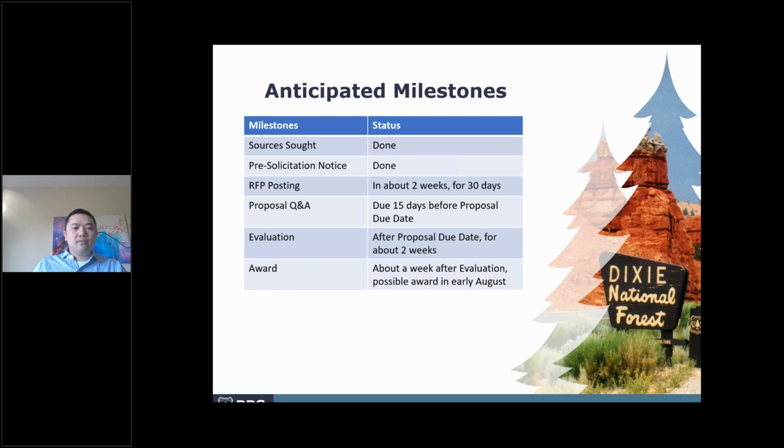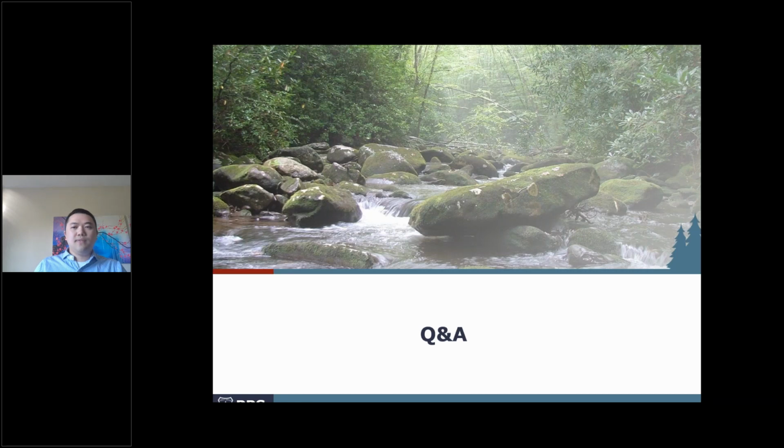From there, we have the evaluation process. Like I mentioned, it's a lengthy process, and it starts after the due date where we receive the proposals, and it could run about 2 weeks. Then there's another week after the evaluation where we prepare the award and make notices to Congress, letting people know we're moving this award. So we're hopefully looking to award it in early August. Okay, with that all said, I'm available for questions and answers.